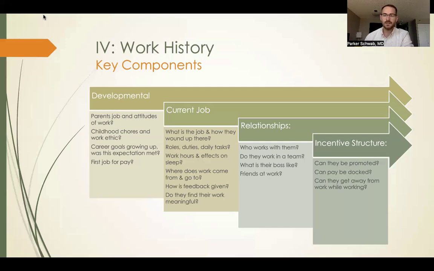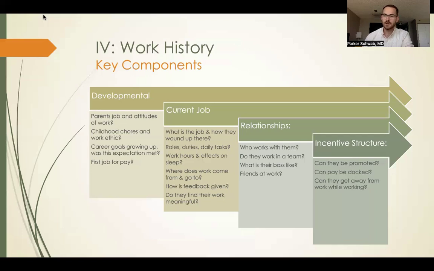You also want to think about how feedback is given. Is it done in person? Do they feel like they have a good relationship with the person giving feedback? How do they respond to the criticism? Do they feel overly criticized at work, or do they feel like they're able to adapt to any sort of feedback that they're given? And then also, do they find their work meaningful?